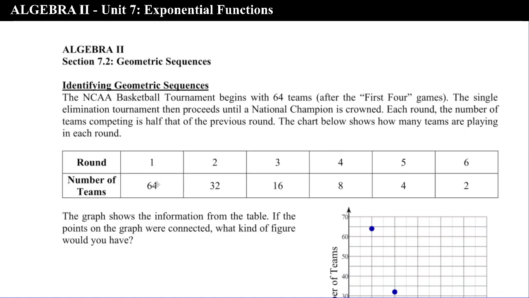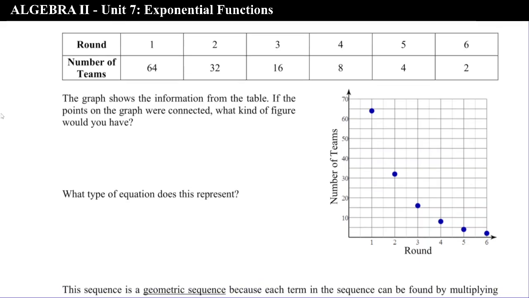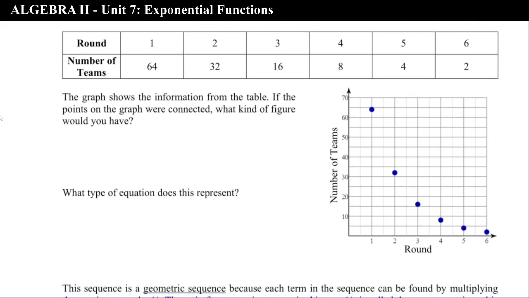So in the first round we have 64 teams, and then after that round we go to 32 teams because half of the teams are eliminated. And then another half is eliminated, and we're down to 16 in the third round. And we go from the Sweet 16 to the Elite 8, to the Final 4, and then finally the National Championship game, where you have one winner at the end of that. So all of that information is plotted on this graph. So the graph shows information from the table.